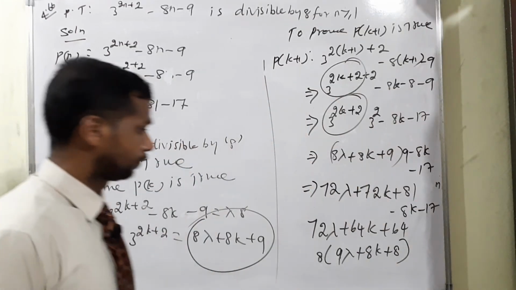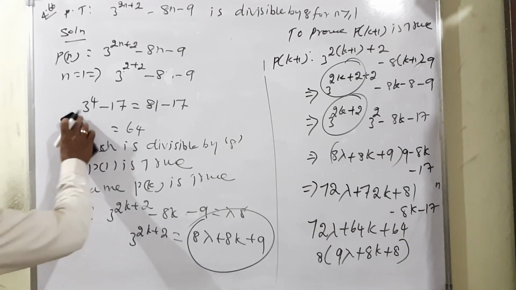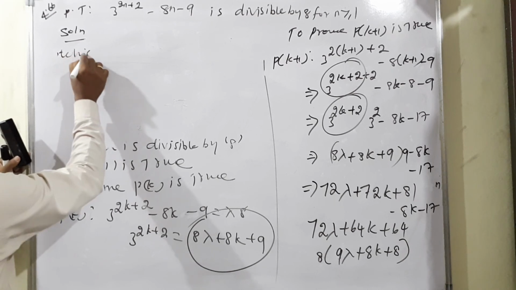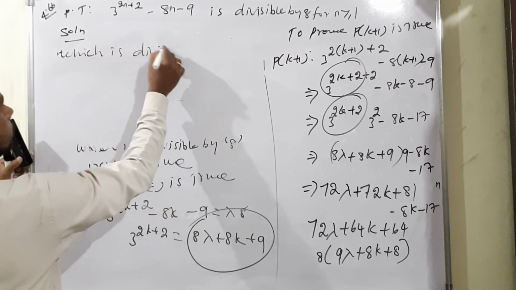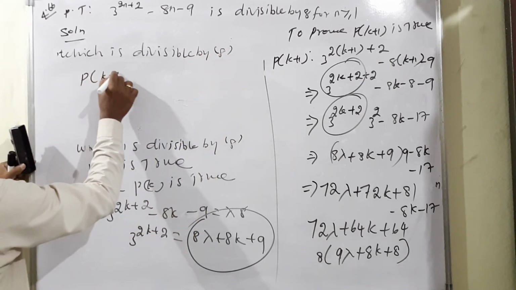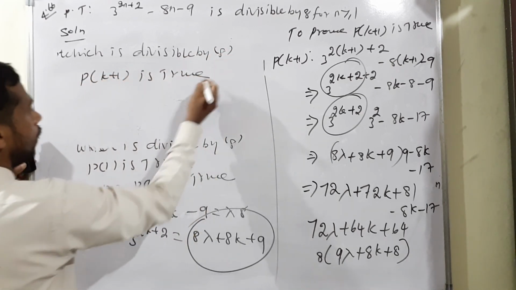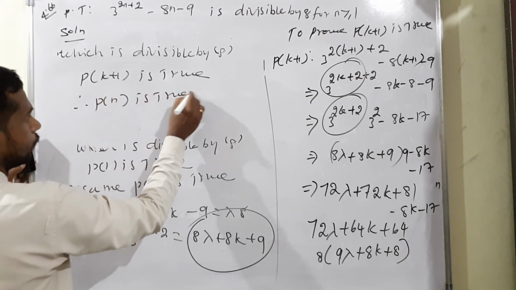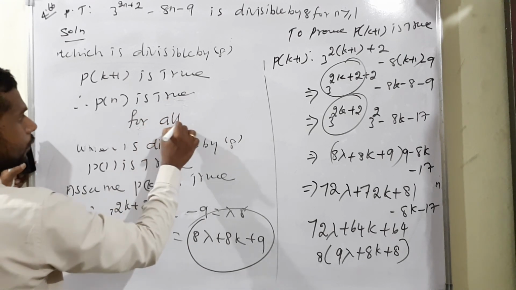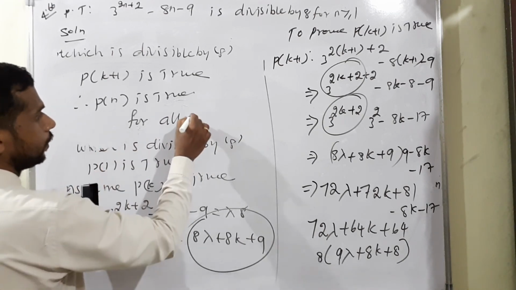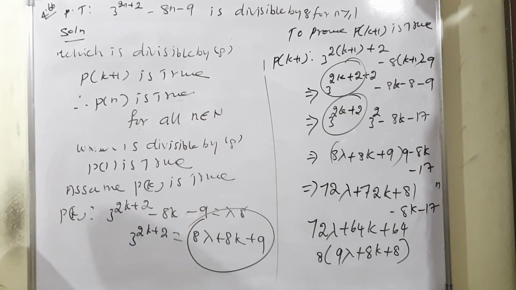Therefore, which is divisible by 8. Therefore, P of k plus 1 is true. P of k plus 1 is true means definitely P of n is also true. Therefore, for all integers n greater than or equal to 1, otherwise for all n belonging to the natural numbers. Okay, this is the answer for example 4.66.